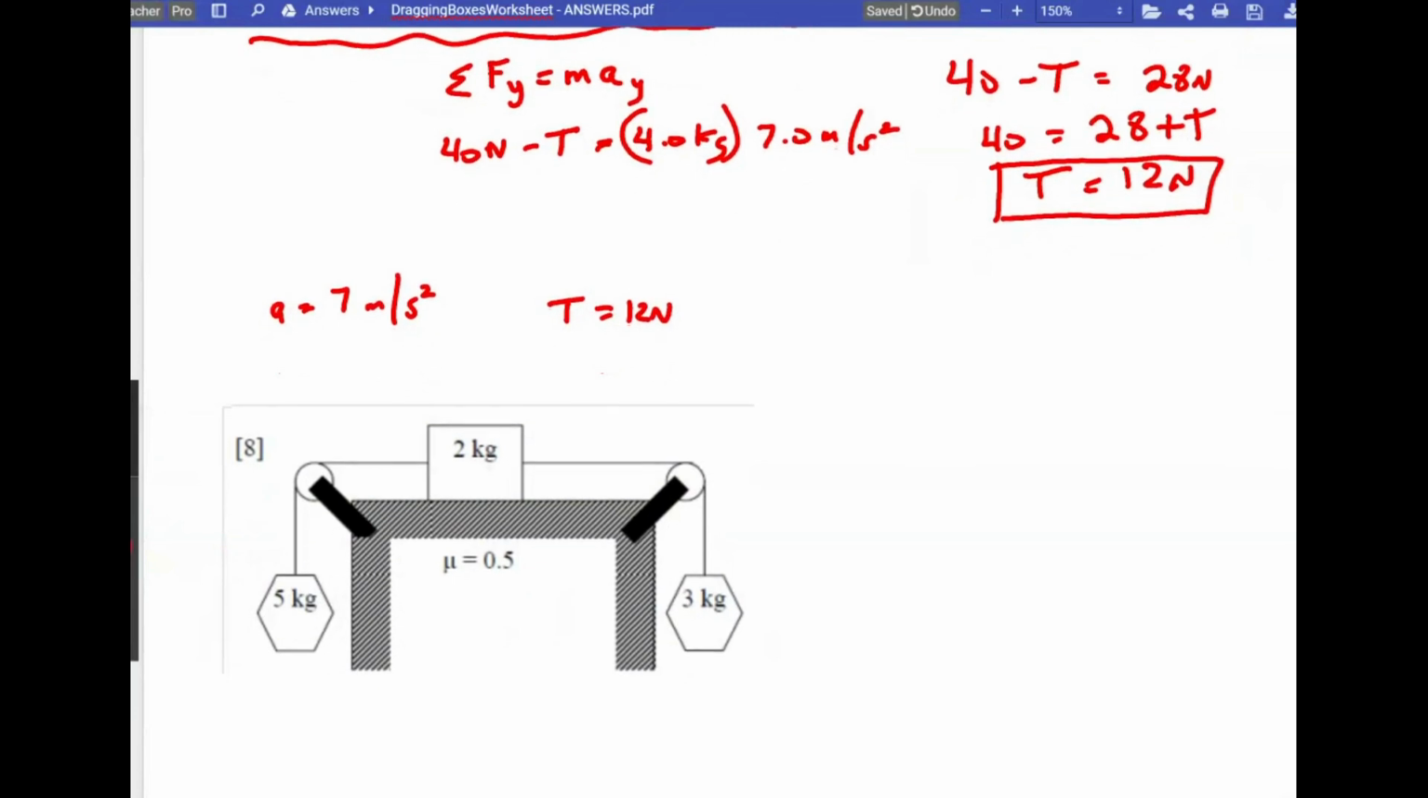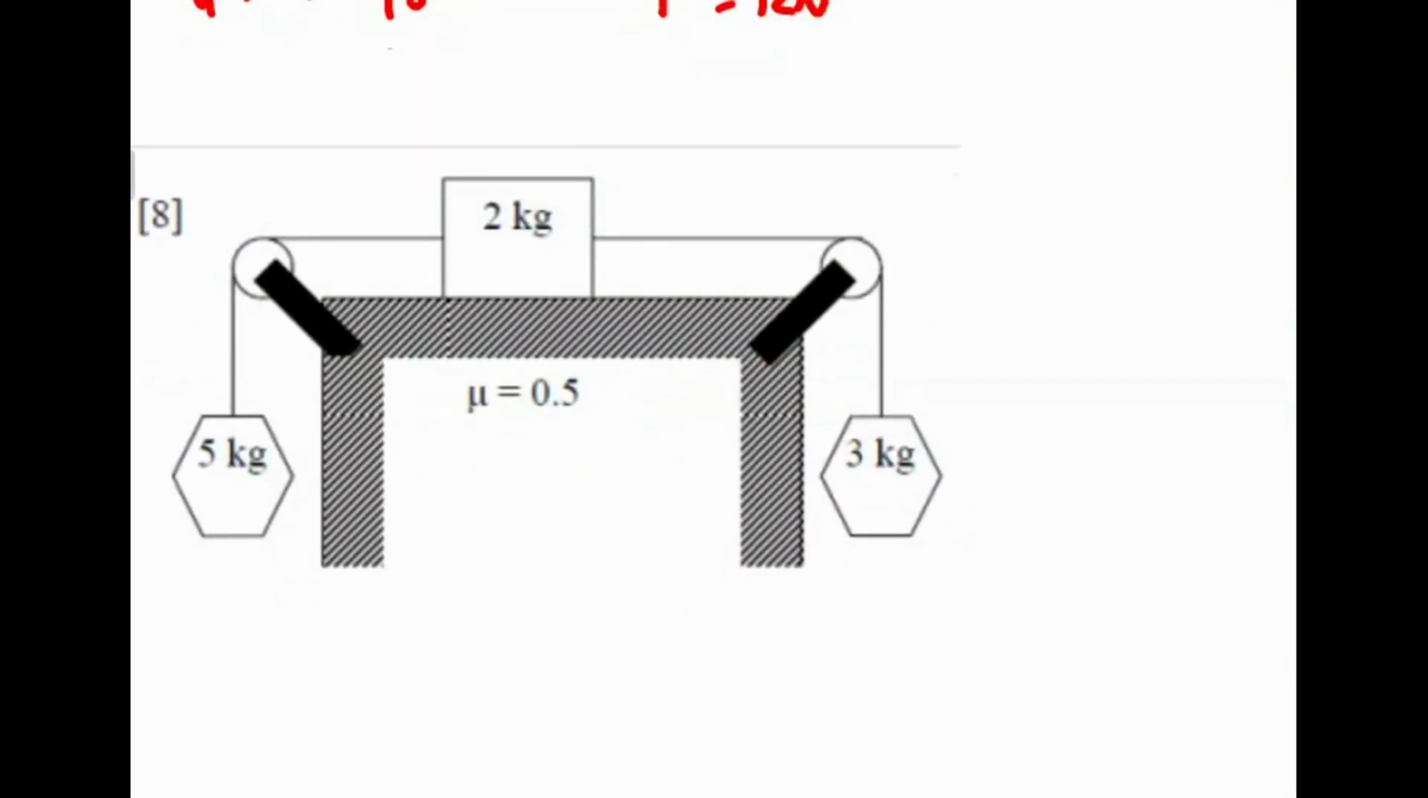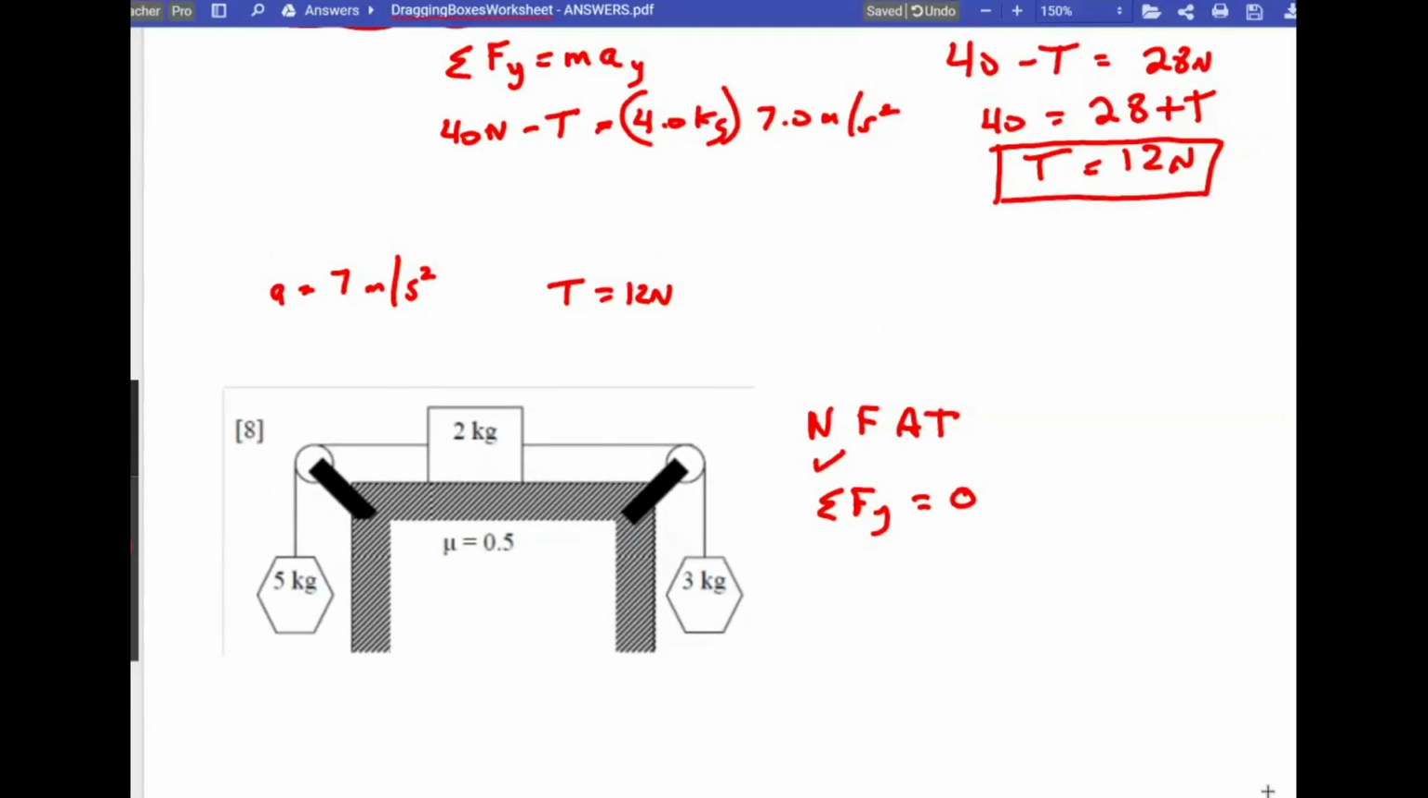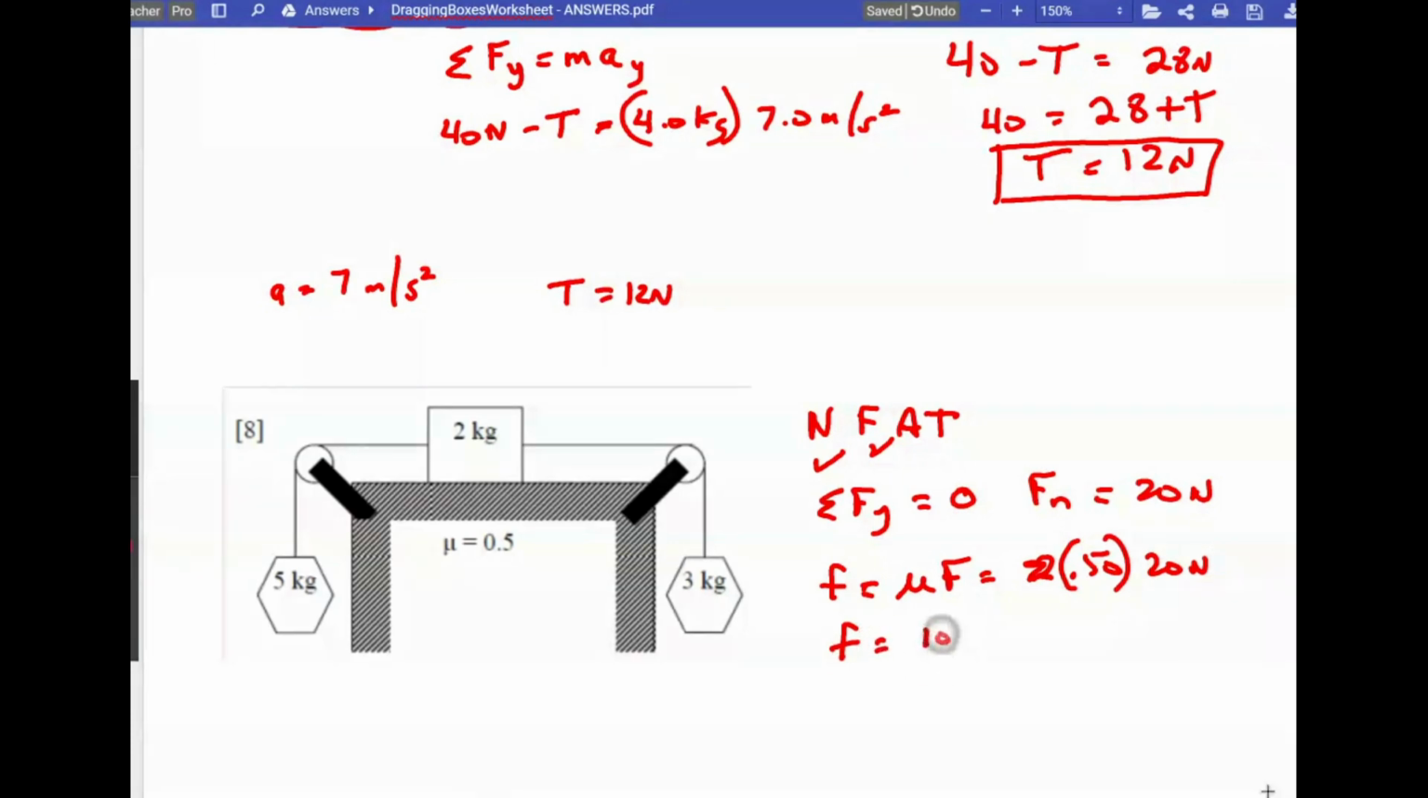This one has friction. So that makes it tougher. N, F, A, T. Got to find the normal. That's really easy. Sum of the forces in the y direction equals 0. So the ups equal the downs. Terrific. And then I find my friction. Friction equals mu times normal, which is mu's 0.50. I'm going to give it 2 sig figs, times 20 newtons. The friction equals 10 newtons. Is that right? Yeah. Okay.